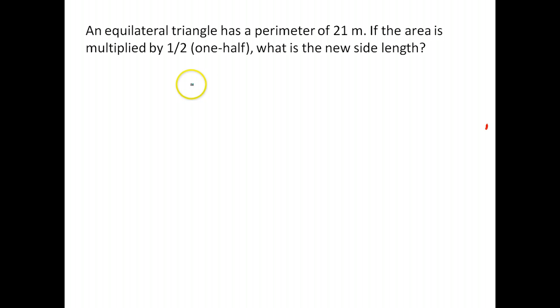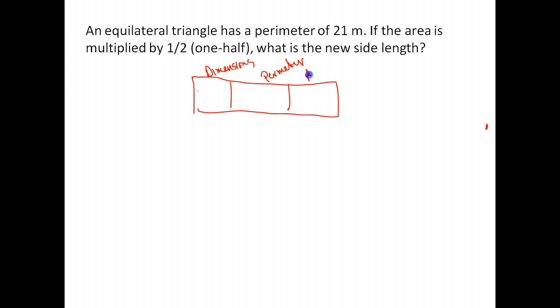Okay, so remember, we had our little chart in the past that told us what happens. We had our dimensions here, and what happens to the perimeter here, and what happens to the area here. So if you take your dimensions and multiply by, let's say, A, the perimeter is also multiplied by A, but the area is multiplied by A squared, because remember, area is two-dimensional.